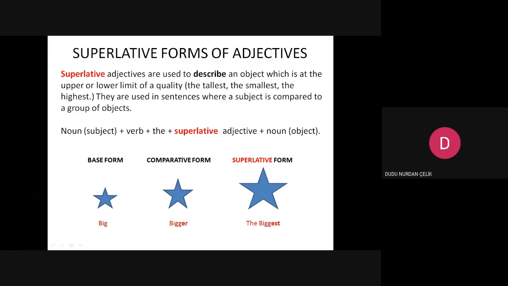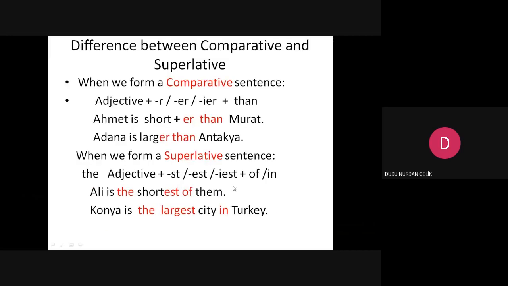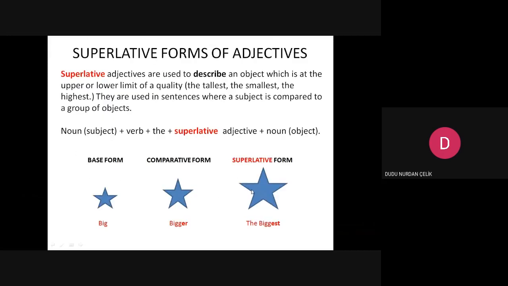Look at this group. We have a group of stars. In this group, we have 3 stars. A group consists of at least 3 objects. When we make comparatives, we compare 2 things, remember? But in superlatives, the compared objects must be at least 3. Be careful.